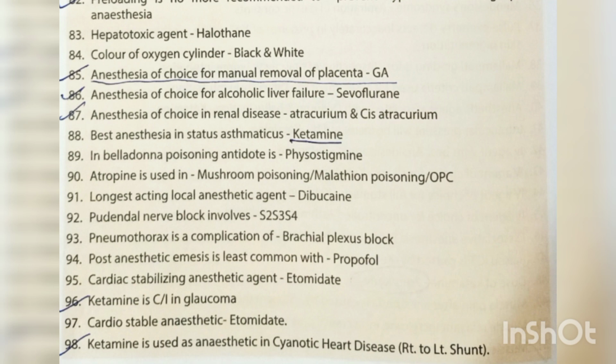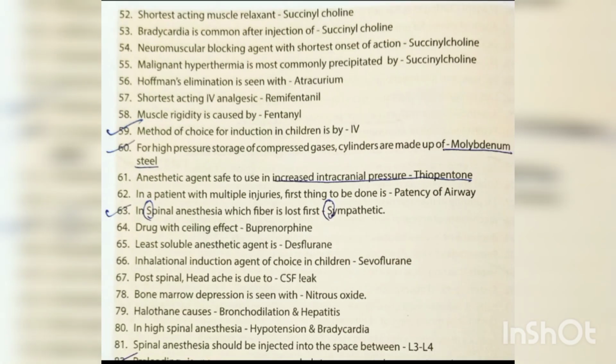Post-anesthetic emesis is least common with propofol. Cardiac stabilizing anesthetic agent is etomidate. Ketamine is contraindicated in glaucoma. Cardiostable anesthetic is etomidate. Ketamine is used as anesthetic in cyanotic heart disease, right to left shunt. Shortest acting muscle relaxant, succinylcholine. Bradycardia is common after injection of succinylcholine. Neuromuscular blocking agent with shortest onset of action is succinylcholine. Malignant hyperthermia is most commonly precipitated by succinylcholine.